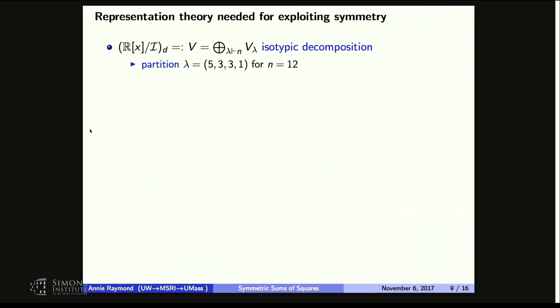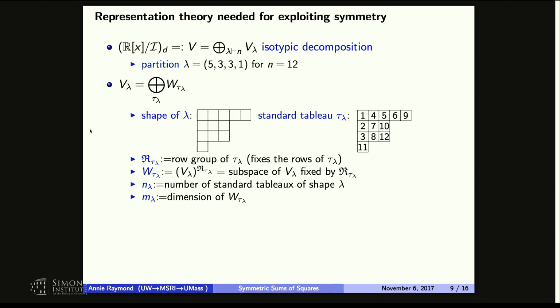Okay? So if you know a little bit of representation theory, you know that I can break down my big vector space into a unique isotypic decomposition. And so here, since my group is a symmetric group, it's going to break down into smaller vector spaces that are indexed by partitions of n. Then if you know a bit more representation theory, you know that those break down further into irreducibles. But that's not the way that I want to go. I want to break down my isotypic components into W tau lambda.